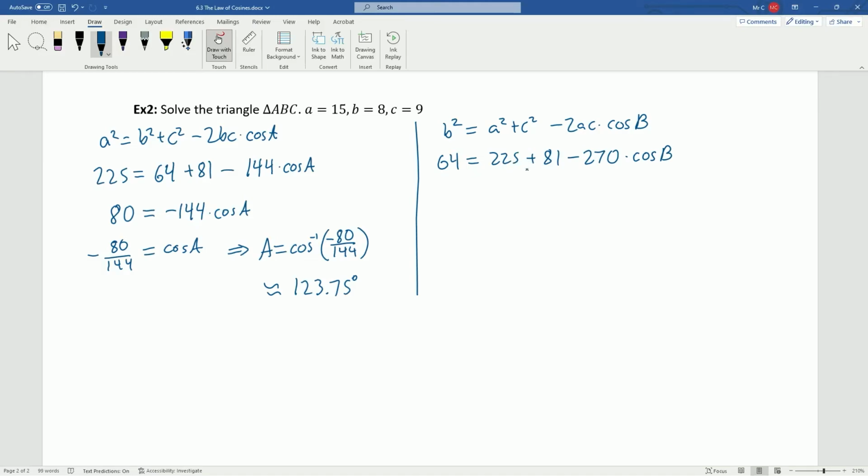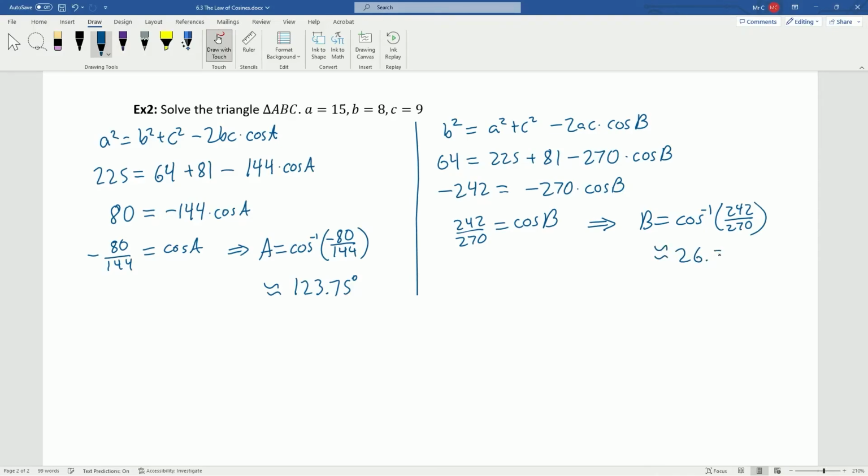First thing I'm going to do is subtract the 225 and the 81. So 64 minus 225 and minus 81 gives me negative 242 equals negative 270 times cosine of B. I divide out the negative 270, the negatives cancel. I get 242 over 270 is cosine of B. And that means that B equals cosine inverse of 242 over 270. And then it's calculator time. That gives me B is approximately 26.32 degrees.